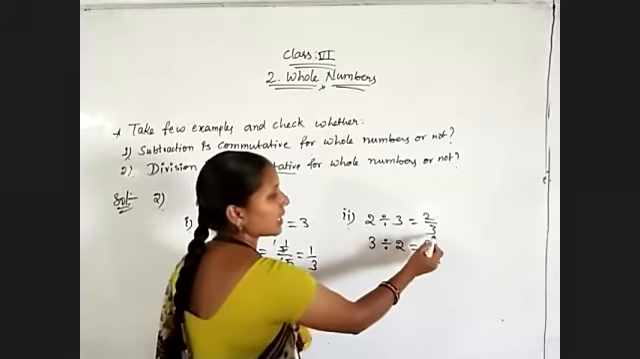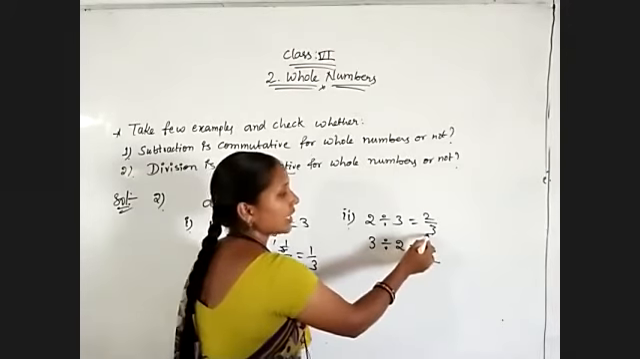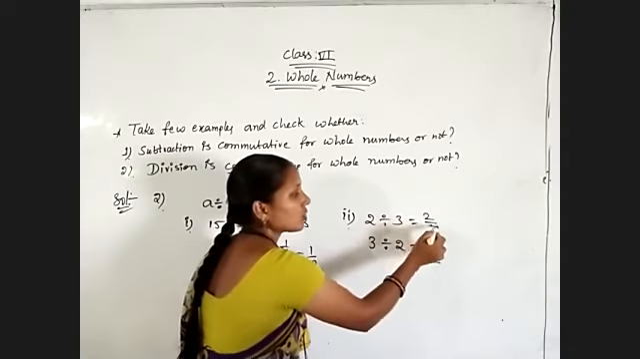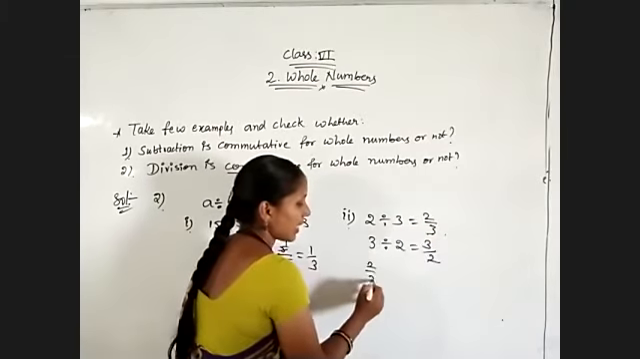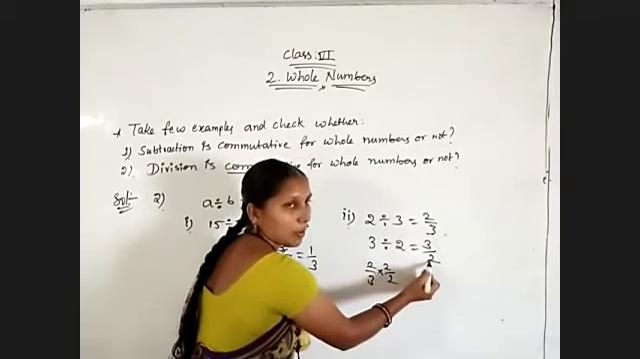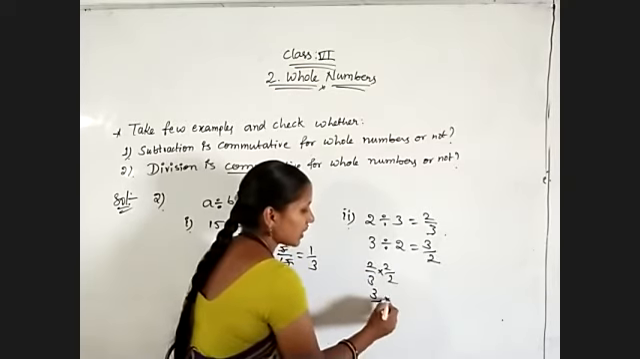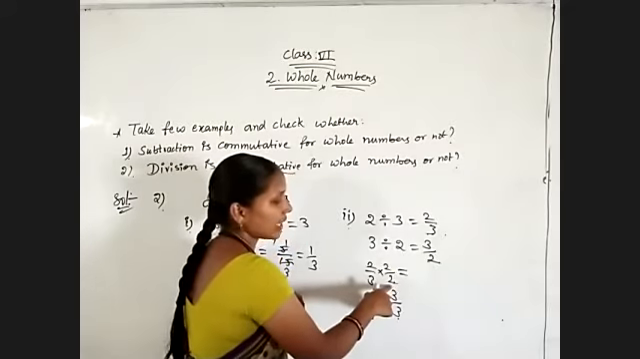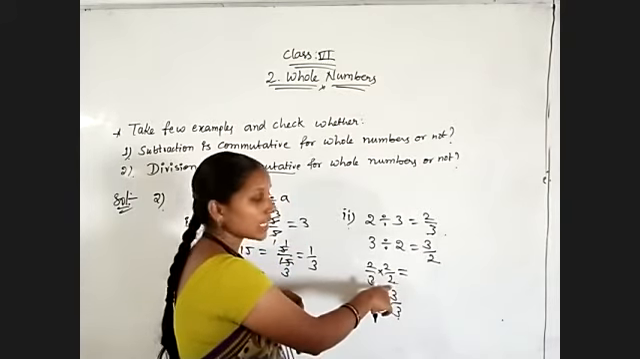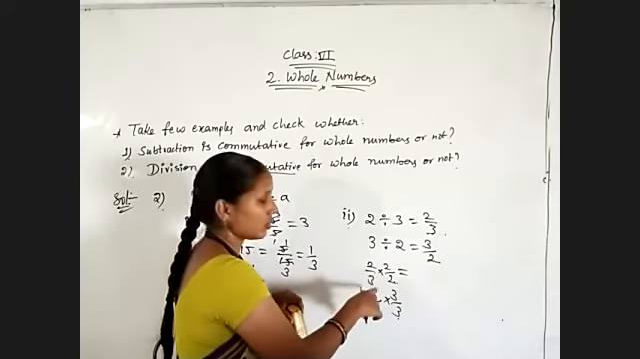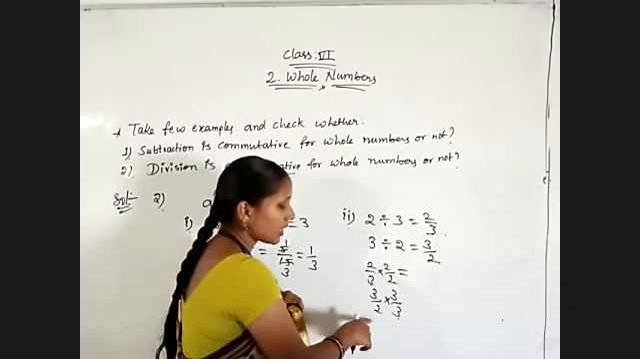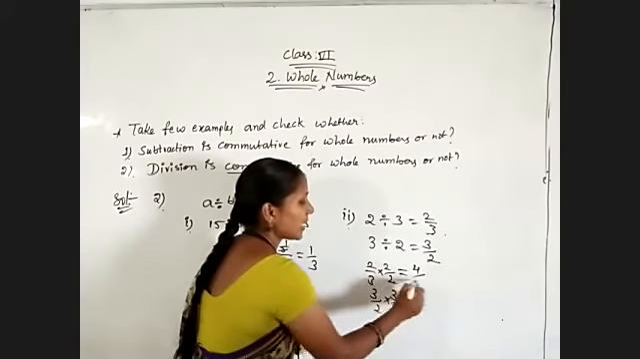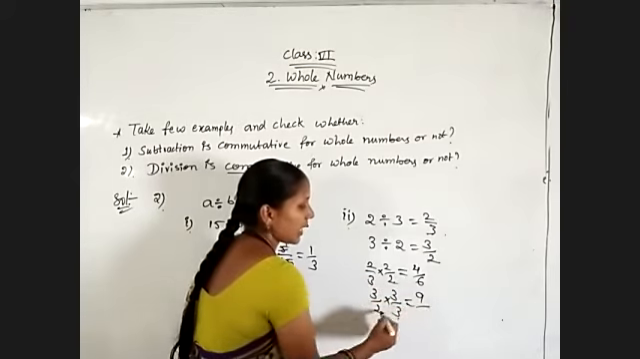into like fractions. In the 3 table we will get 6, and in the 2 table also we will get 6. So 3 2s are 6. 2 by 3 I am multiplying with 2 by 2, and 3 by 2 I am multiplying with 3 by 3, because 2 3s are 6, 3 2s are 6. So 2 2s are 4 by 3 2s are 6, and 3 3s are 9 by 2 3s are 6.